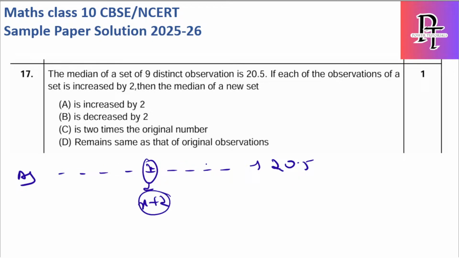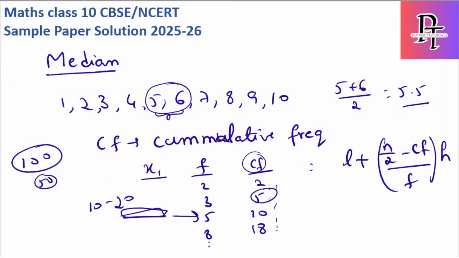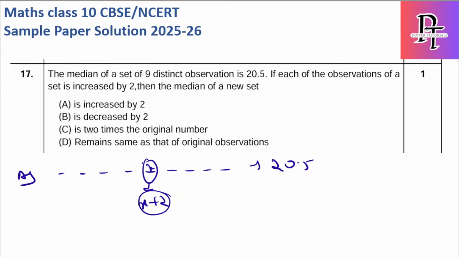The rest will also be increased by 2, but it doesn't matter, because as I told you for median, for an even number of observations it is the average of the two mid values, and if there is only one mid value, then that mid value is the median. Here we have 9 observations, so definitely this is the mid value, and it is increased by 2 because every value is increased by 2. So what is the median of the new set? It will be x plus 2, or here 20.5 plus 2. If they haven't asked for the number and simply ask whether it is increased or decreased, then it is increased by 2, because the mid value is increasing by 2, so the median also will be increased by 2.